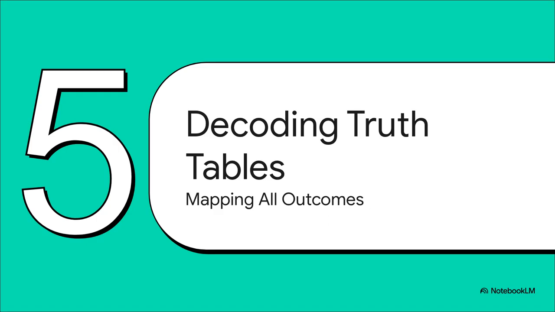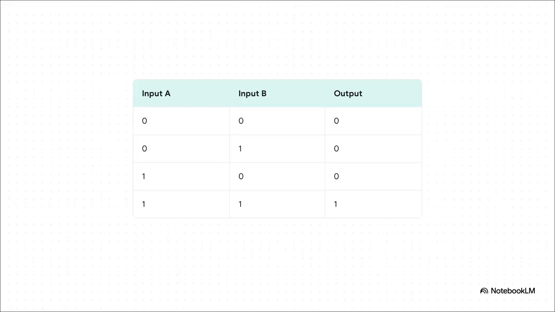But you might be wondering, how do engineers keep track of all this, especially when they start wiring hundreds or thousands of these gates together? Well, they use a really simple but incredibly powerful tool. This is called a truth table. It's basically the ultimate cheat sheet for any logic gate. This one right here is for our strict AND gate.